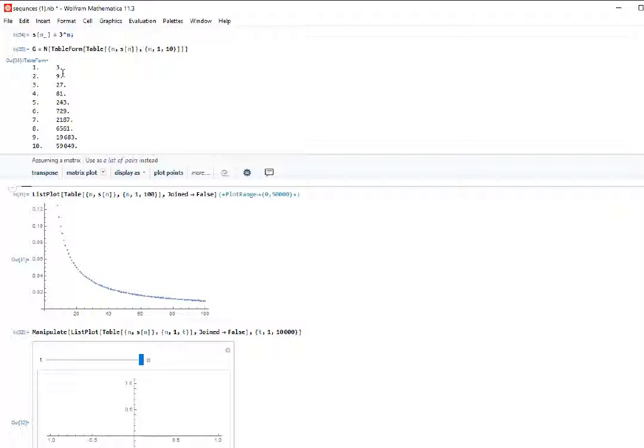So from 3 to 9, it's a jump of 6. 9 to 27, it's a jump of 18. 27 to 81, it's a jump of 54. So it's also increasing, right? As you can see, the jump is also increasing. The terms of the sequence are increasing in a rapid manner.